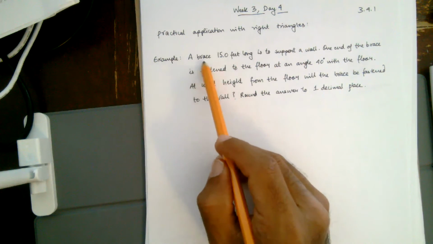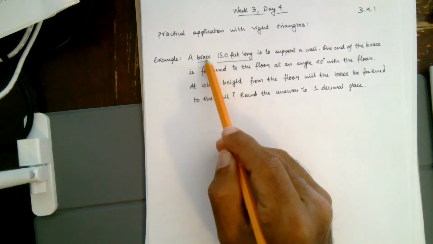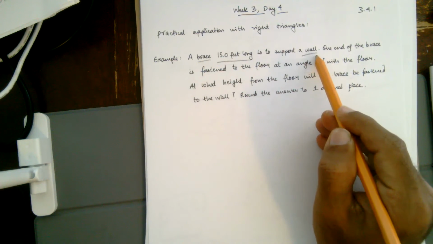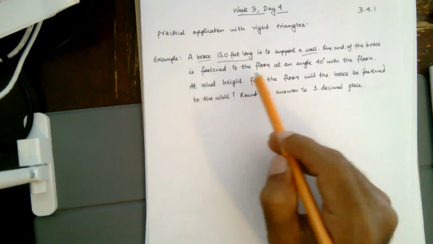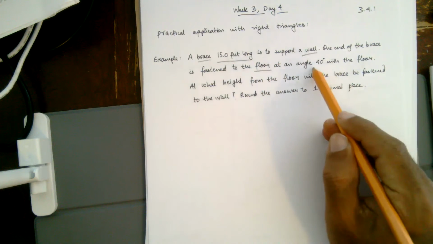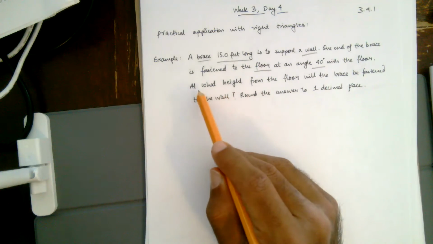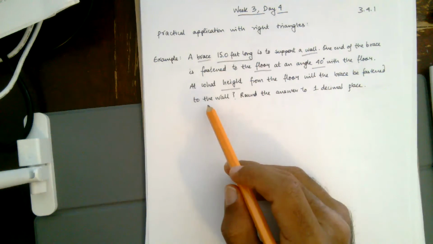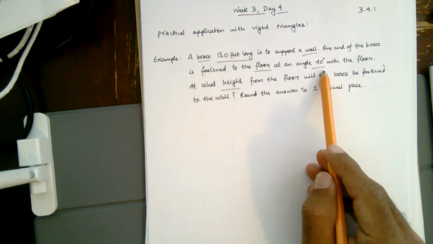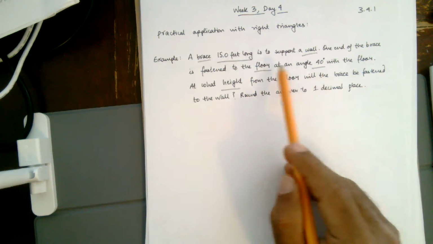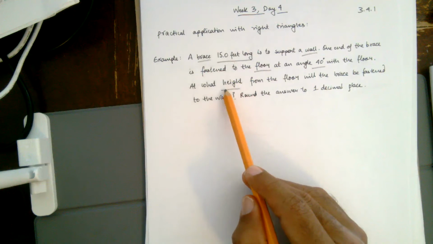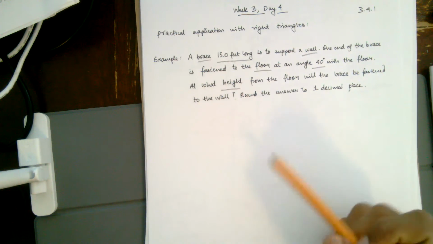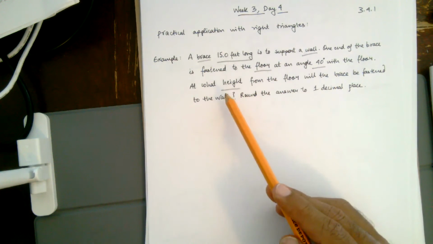So I go again. A brace 15 feet long, so there's a brace, it's 15 feet long, is to support a wall, that's the other object. One end of the brace is fastened to the floor, so there's a floor and an angle 40 degrees with the floor. And then at what height from the floor will the brace be fastened? So you have 2 things that are given to you. There is an angle and there's the length of the brace. And there's something that the question is asking you to find, which is the height. That's always going to be the case. You have a bunch of information and you have to find something.